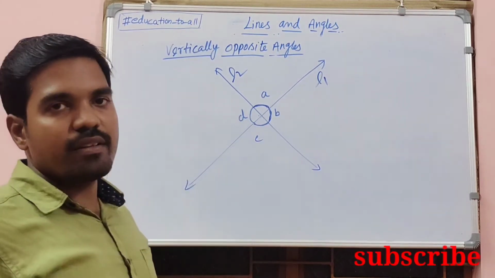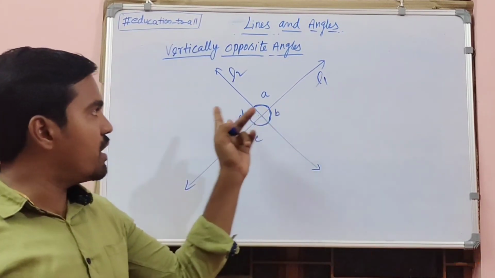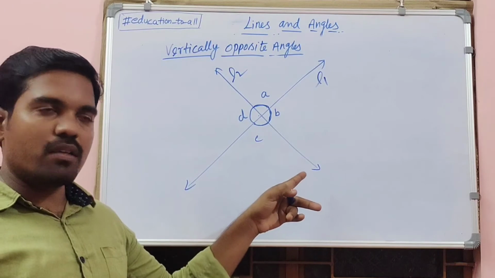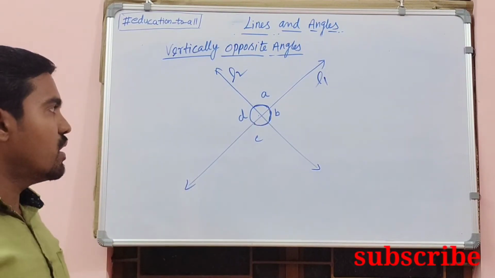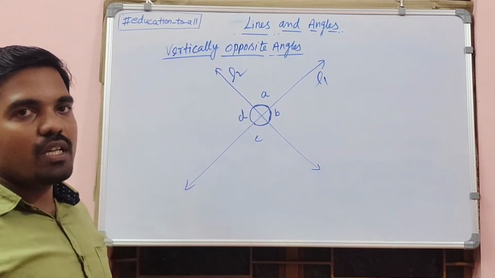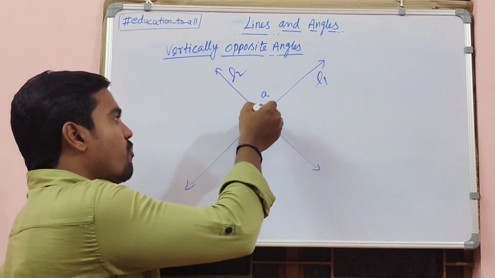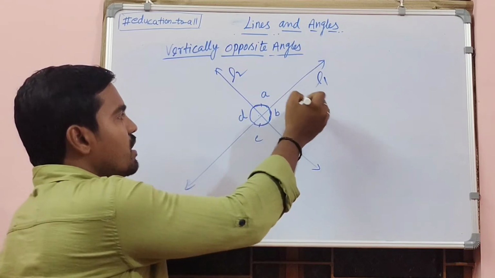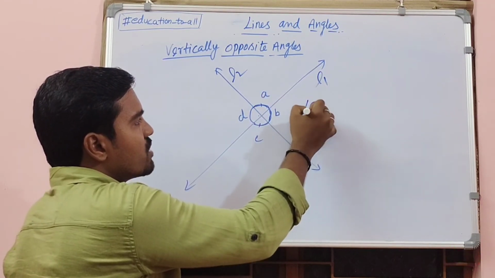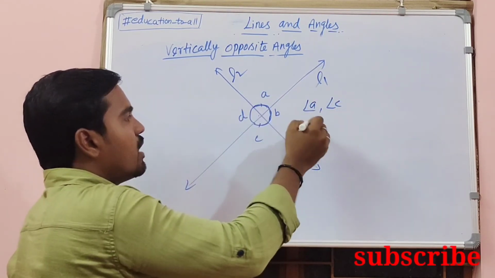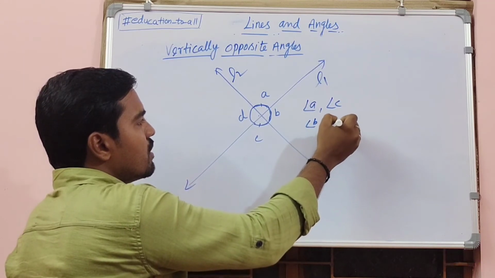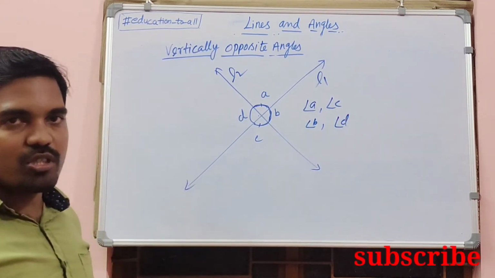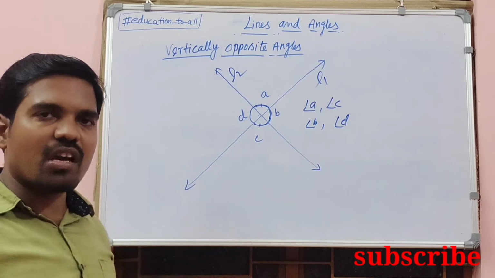Vertically opposite angles. If two lines L1 and L2 are intersecting at one point, then four angles are forming, named A, B, C, D. These opposite angles are called vertically opposite angles. In the same way, A and C are vertically opposite angles, and angle B and angle D are vertically opposite angles. Vertically opposite angles are opposite to each other.